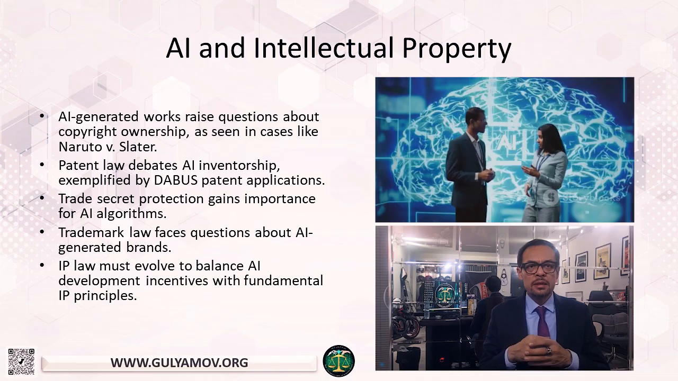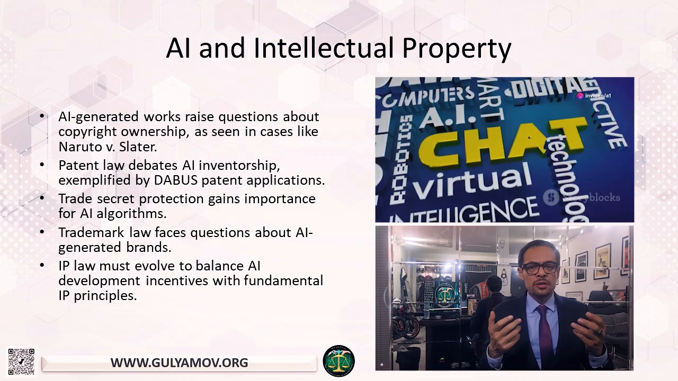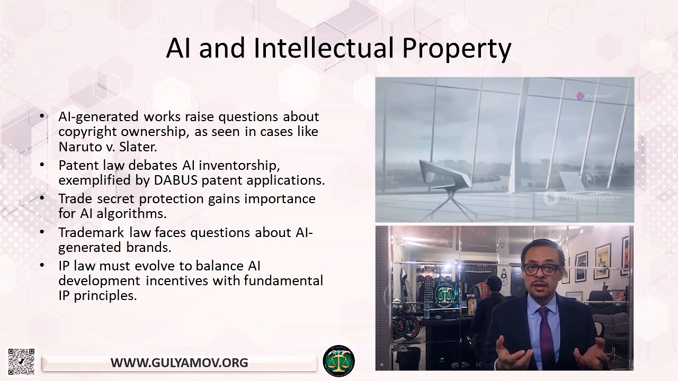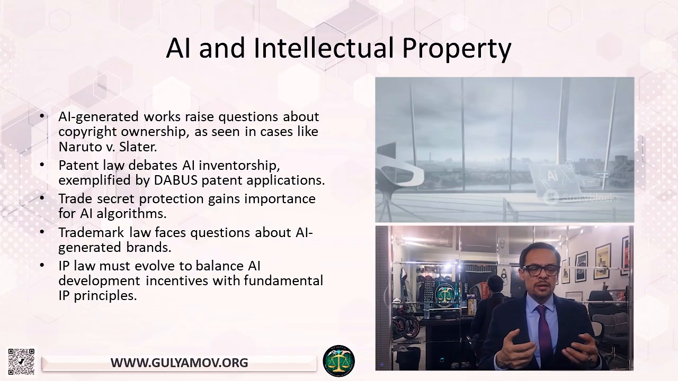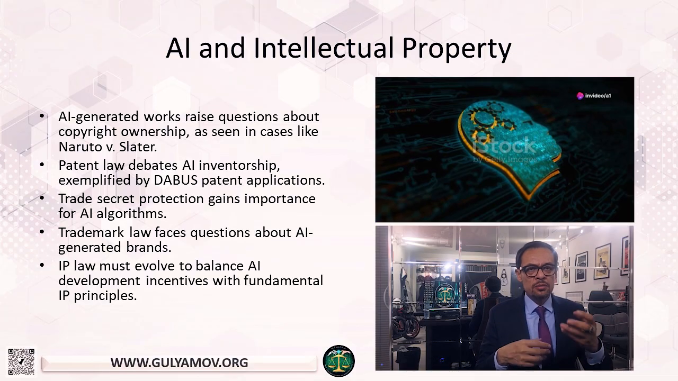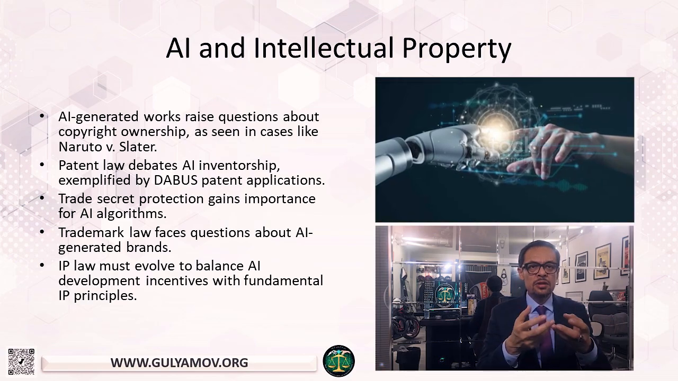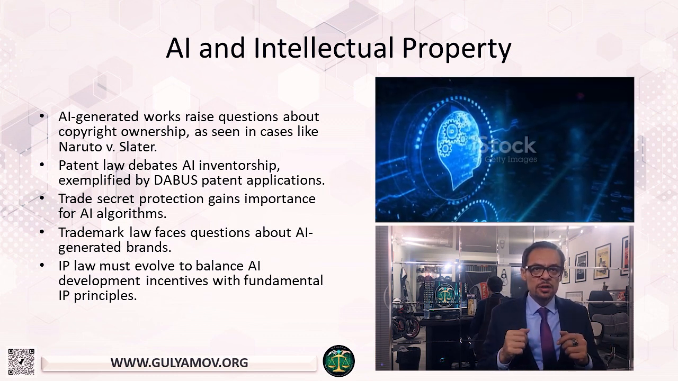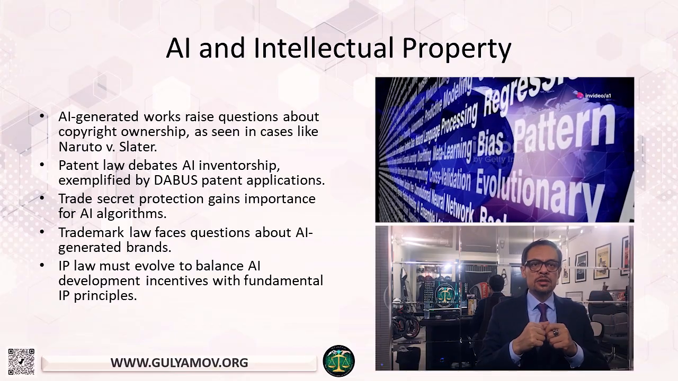AI and intellectual property. The intersection of AI and intellectual property, as our slide indicates, presents a fascinating legal frontier. AI-generated works challenge traditional notions of authorship and inventorship, as exemplified by cases like Naruto v. Slater and the DABUS patent applications. These cases force us to reconsider fundamental IP concepts. The rising importance of trade secret protection for AI algorithms highlights the shift in IP strategies. Even trademark law faces new questions with the emergence of AI-generated brands.